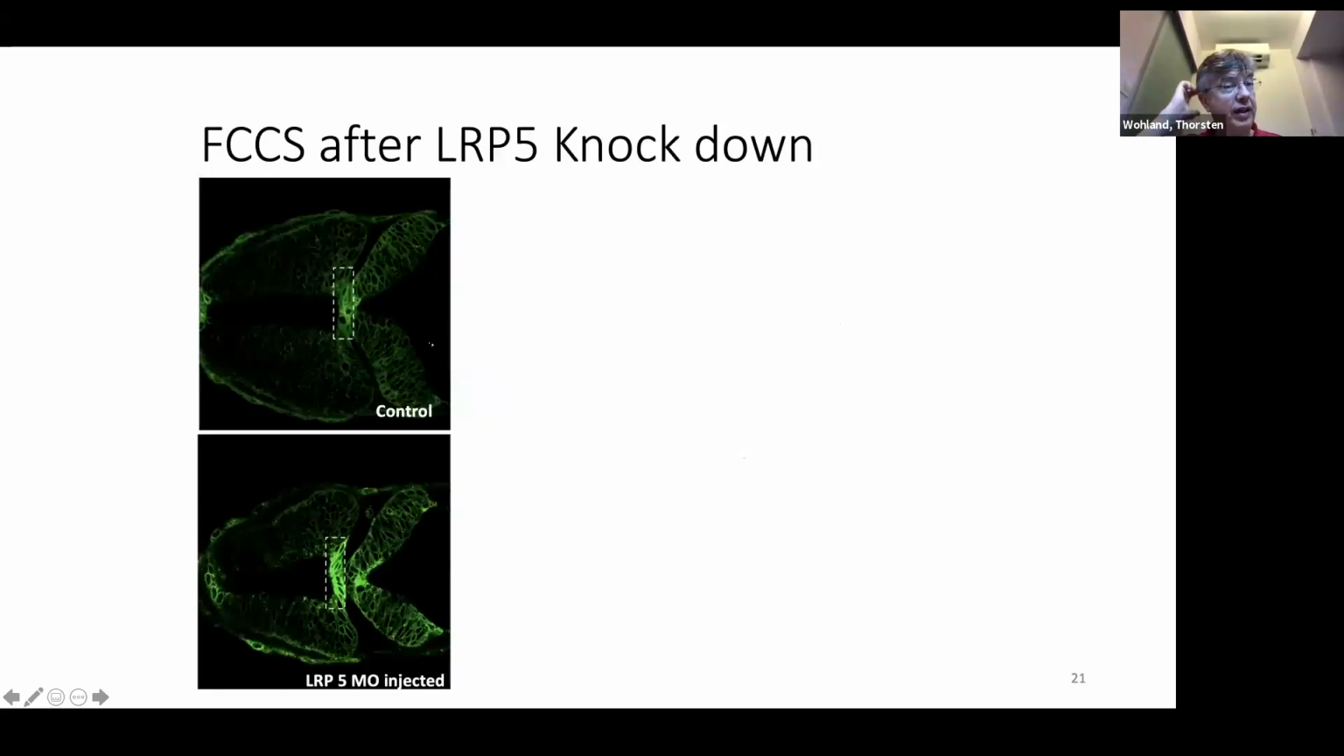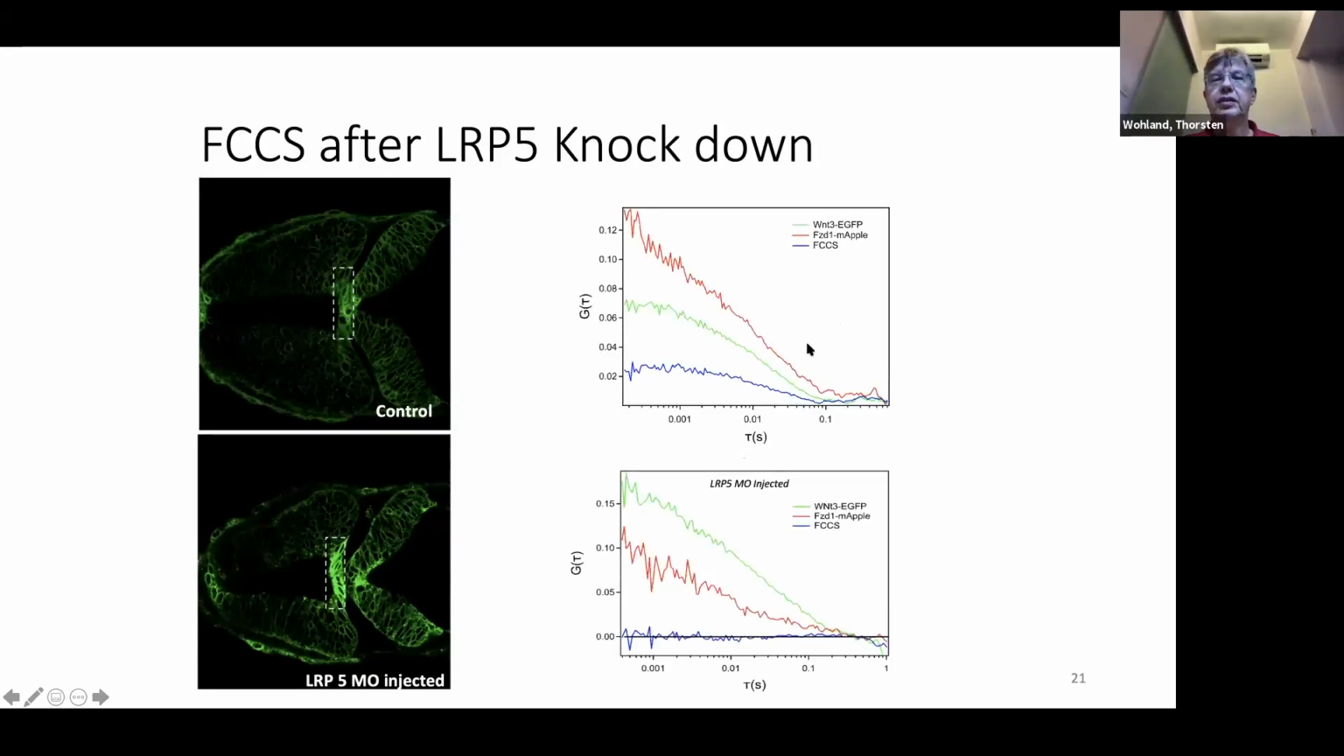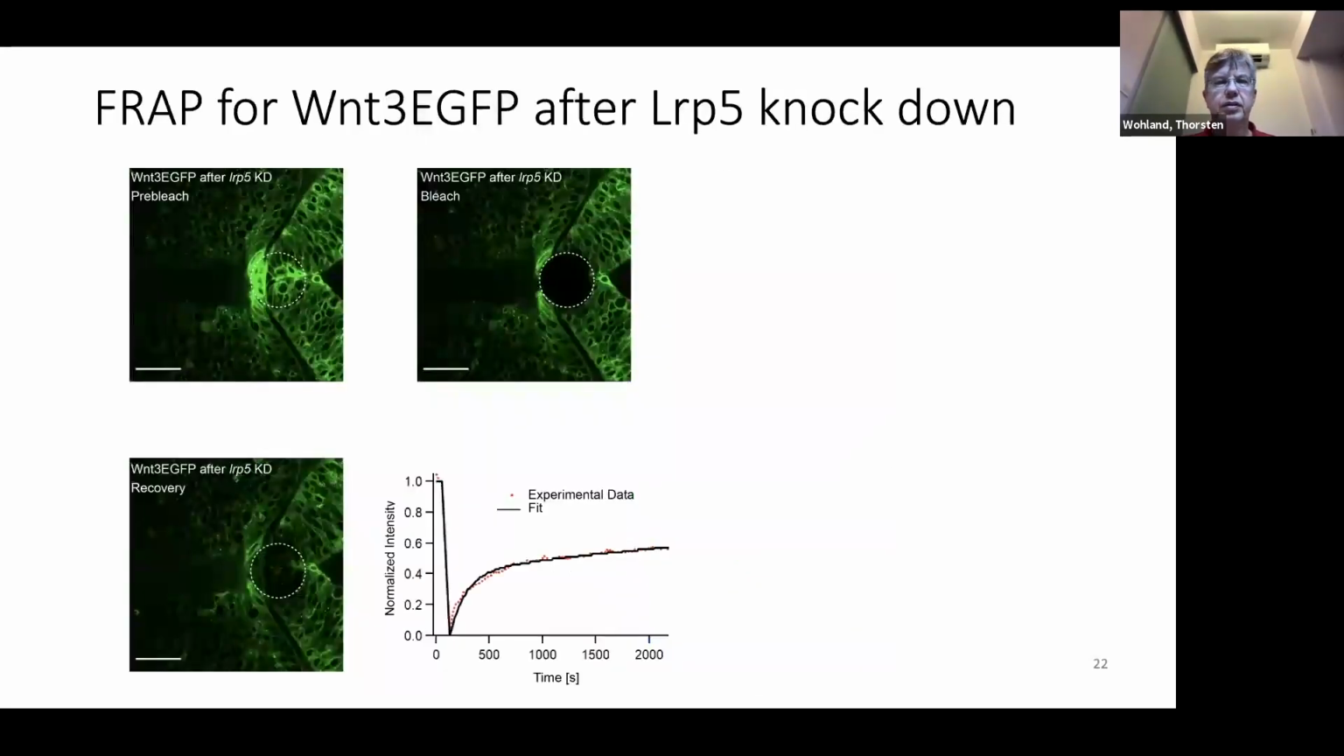So what we've done then, we knocked down LRP5 with morpholino, right? And looked again at the midbrain hindbrain boundary. And what you see is that that is what we had before. We see in these areas clearly interactions. So we see positive FCCS. The moment we knock down LRP5, there is no interaction anymore. So what that means is we need LRP5 together with frizzled to bind Wnt3.